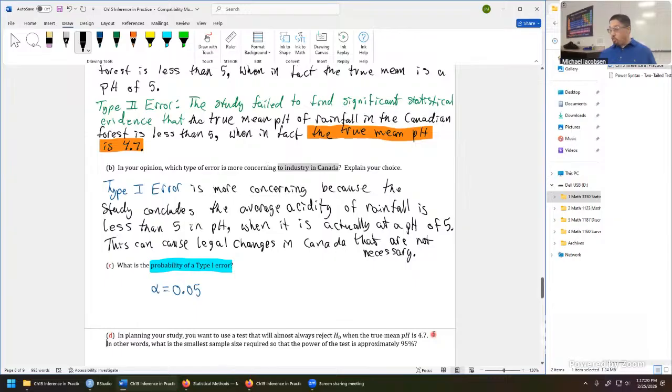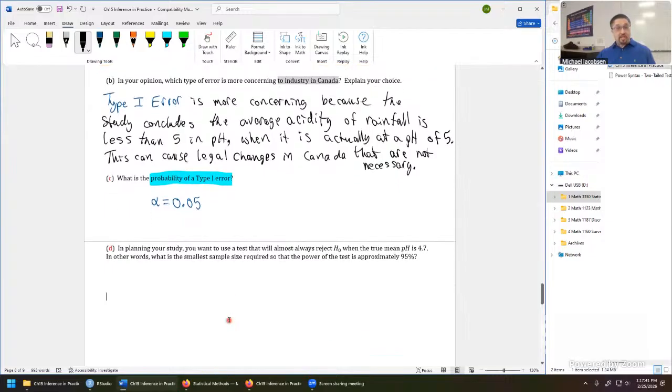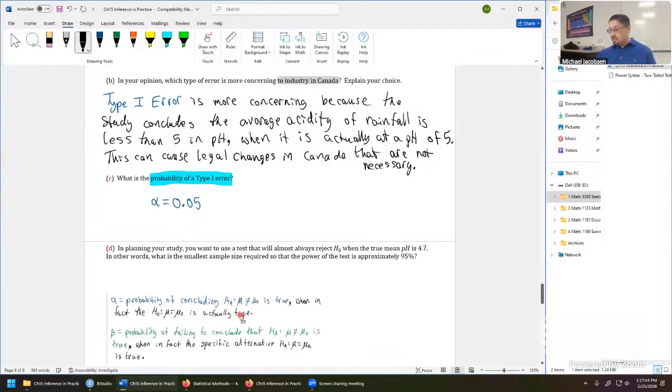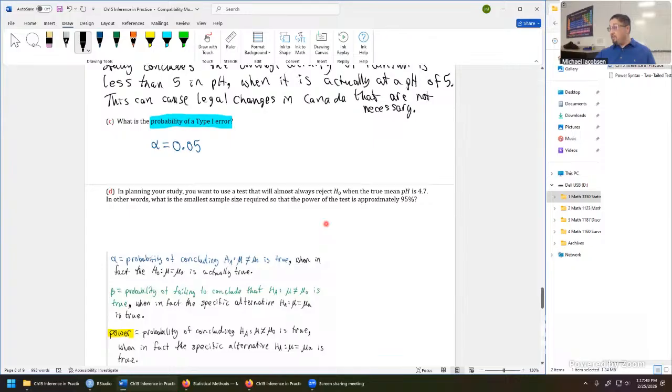So it says, in other words, what is the small sample size required so that the power of the test, we're going for approximately 95%. Again, that's kind of a low amount. We could have targeted power at 99%, but we'll shoot for 95% there. Maybe before we do that, let's say exactly what the power of the test would be in this context. Then we'll calculate it. So here's what we said power was from the screenshot that we put above.